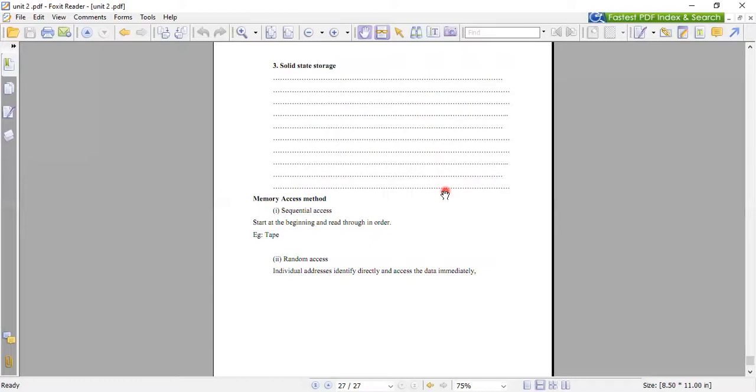Okay, we'll go to memory access method. There are two types. Sequential access is start at the beginning and read through in order. That means now I'll show you in sequential access.